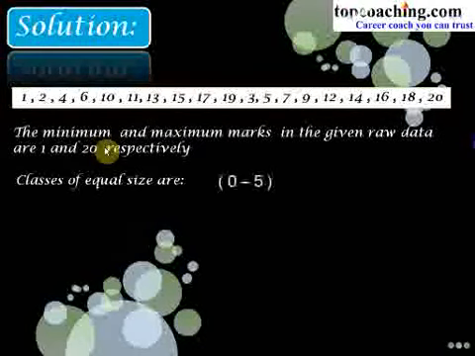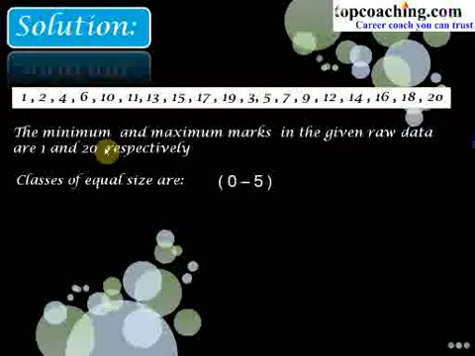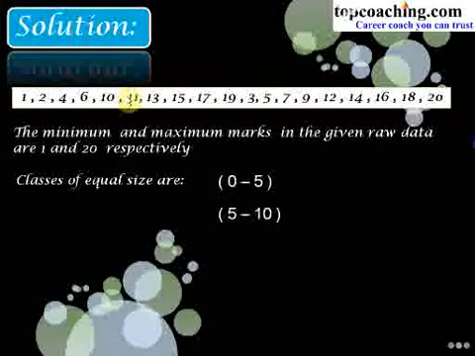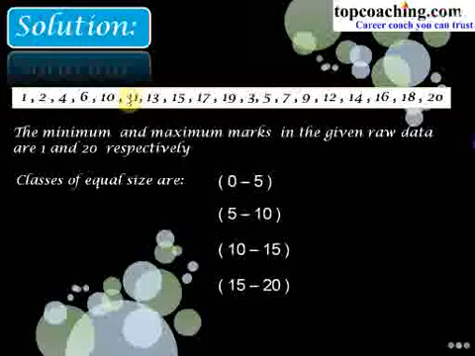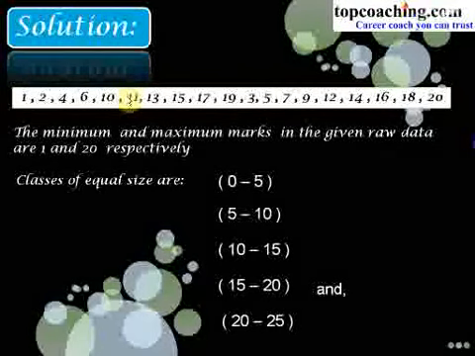So the first class interval for this entire data would be 0 to 5. Second, 5 to 10. Third one is 10 to 15. Fourth one is 15 to 20. And fifth one is 20 to 25. Here we have taken the class size of 5 because it is given in the question. With the help of these class intervals, we can easily prepare the frequency distribution table.